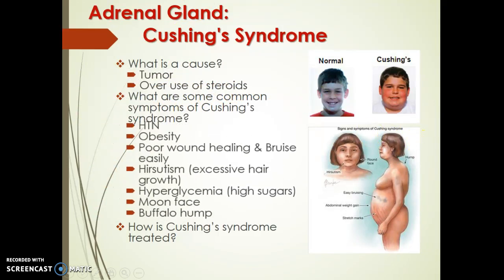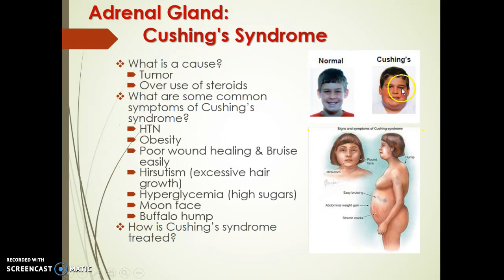Symptoms that these patients have, which are shown in these pictures, is of course you have that moon face. Of course, they'll have the hypertension. They'll typically have this big round belly, obesity. They'll have lots of bruising. Typically, it's very hard for them to heal. Usually, they get excessive hair in places that they shouldn't have it. They also typically will have high sugars, and they'll have this buffalo hump, which is this hump on the back part of the neck.